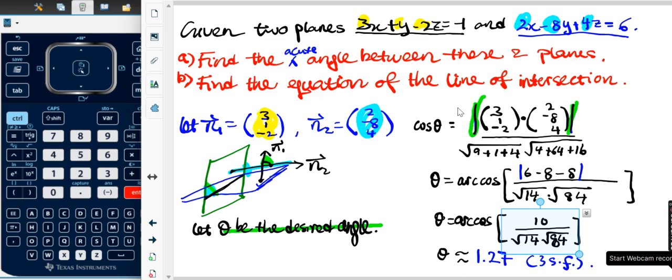Next, we find the equation of the line of this intersection. That is this line here, right? The line along the 2 planes. All right.